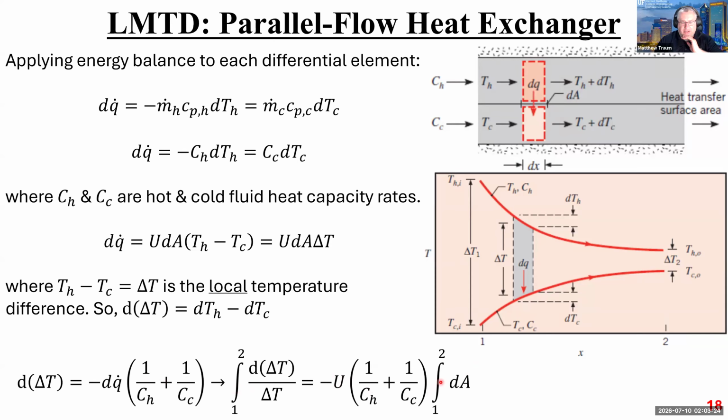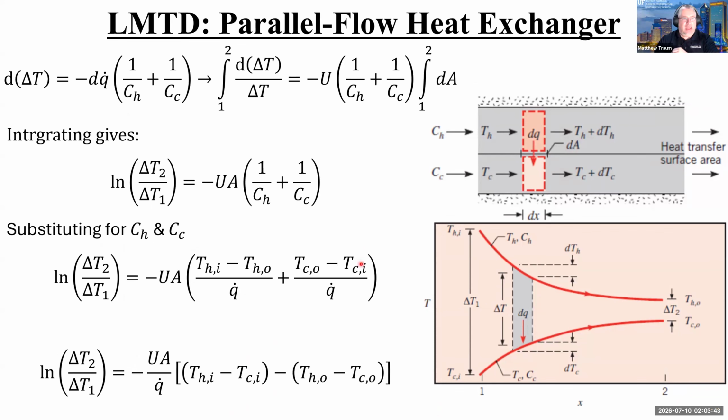Everything here is a constant. U is a constant, CH is a constant, CC is a constant. So that all comes out, and that just leaves the integral of dA on the right-hand side and the integral of d delta T over delta T on the left-hand side. And so hopefully you can see where this is going, because hopefully you recognize this form of an integral. It is, as you guessed, a logarithm, right?